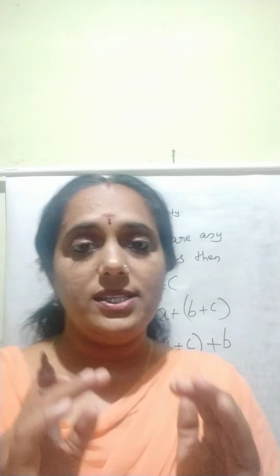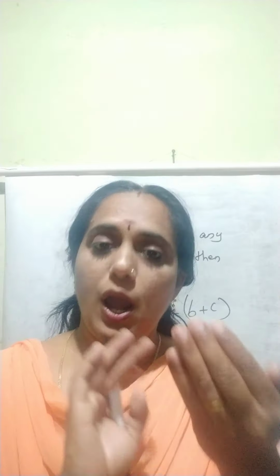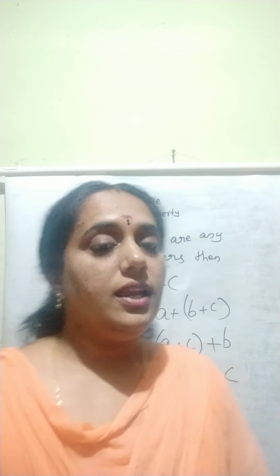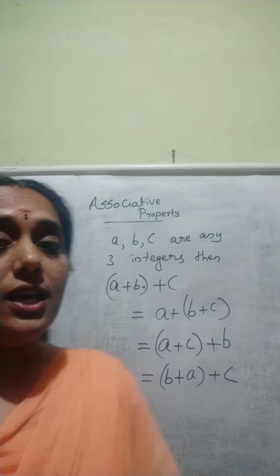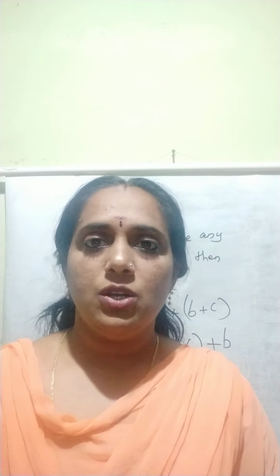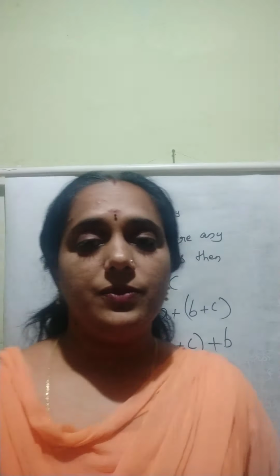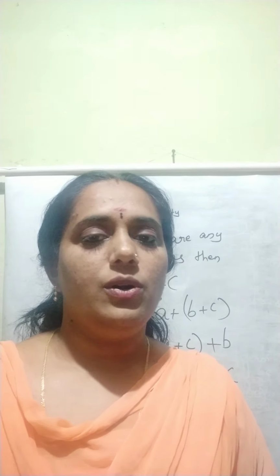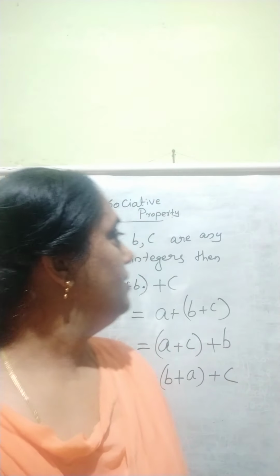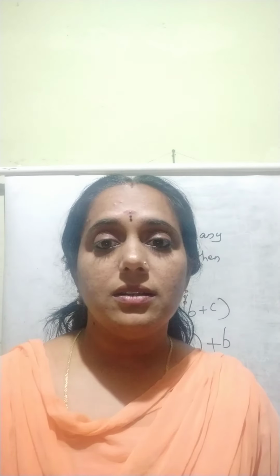First, we have to do the calculation part. What is there in the bracket? Then do the calculation with the outside integer. In the case of addition, the associative property is satisfied. That is true. Now we can discuss subtraction. In the case of addition, no problem. That is satisfied. Now we can check in subtraction.